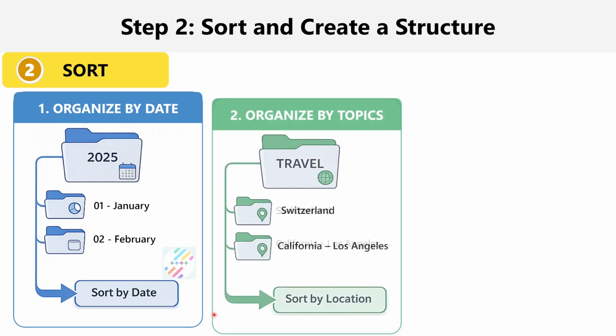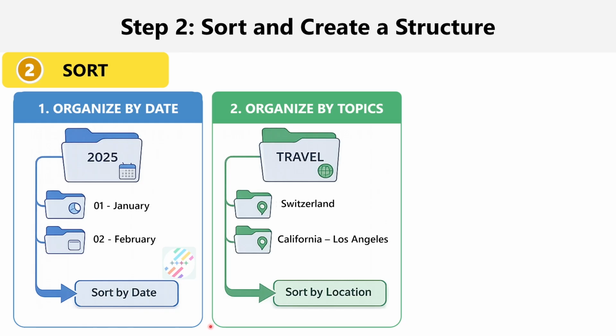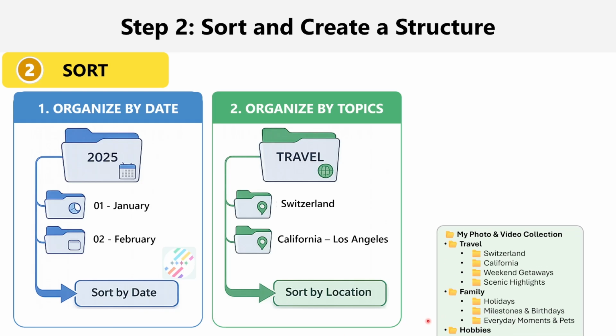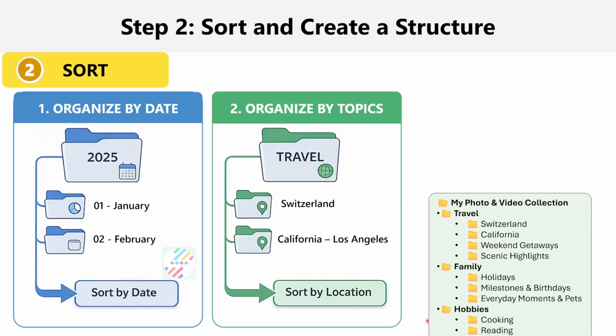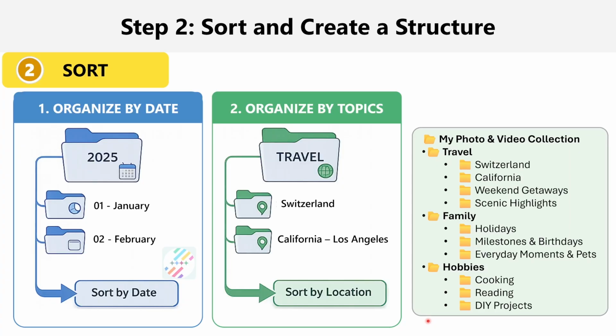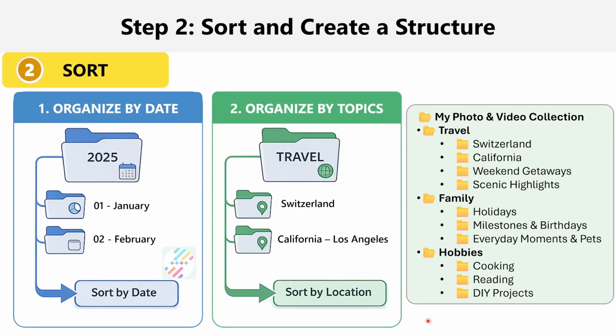Structure number 2 is organize by topics. This works best if you think in terms of events and themes rather than dates. You might want folders for travel, family, hobbies, and within hobbies you might have subfolders for cooking, reading, or DIY projects. Here, sort by location is your best friend.